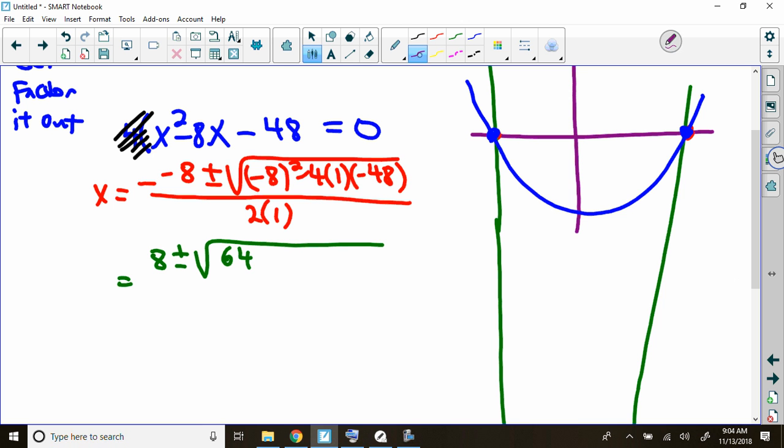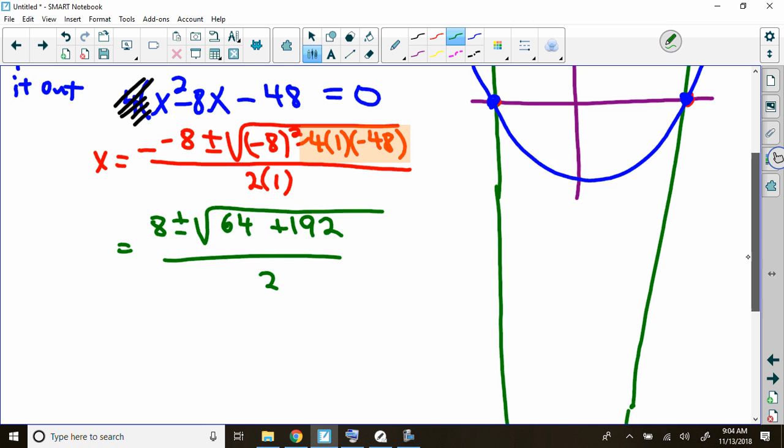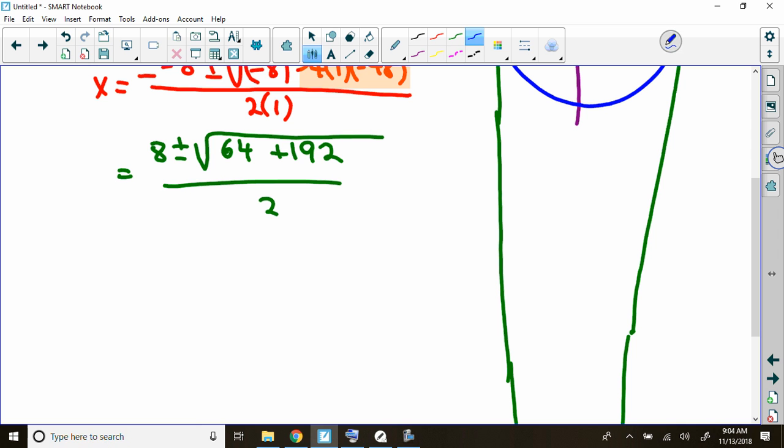And what ends up happening here is I have 2 negatives being multiplied. So that's going to be plus 64 plus 192. That's all going to be over 2. So I guess that's going to be 8 plus or minus the square root of 256 all over 2.